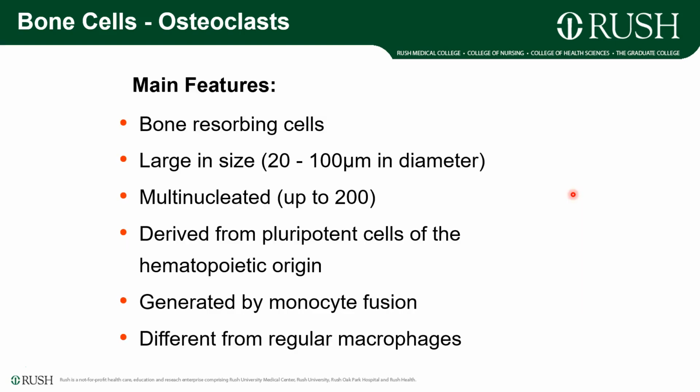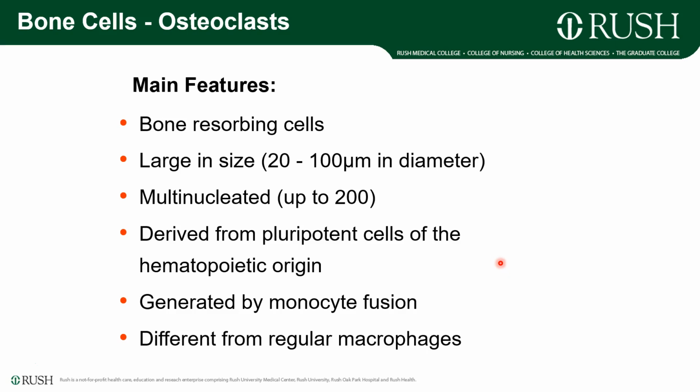So the third type of bone cell is the osteoclast, and this cell is specialized in resorbing bone. It's a fairly large cell. It can be close to 100 micrometers in diameter. Characteristically, it has multiple nuclei. So let's be clear about that. This cell contains individual nuclei, which are more than one in number and could be as many as 200. They are derived from pluripotent cells of hematopoietic origin.